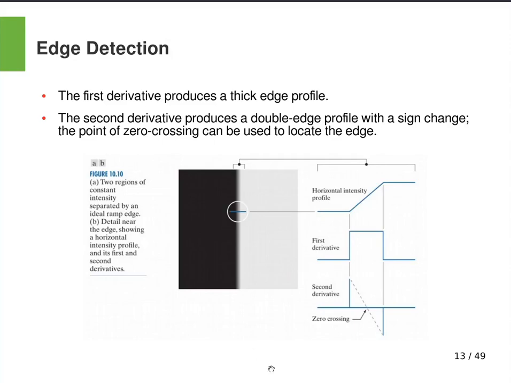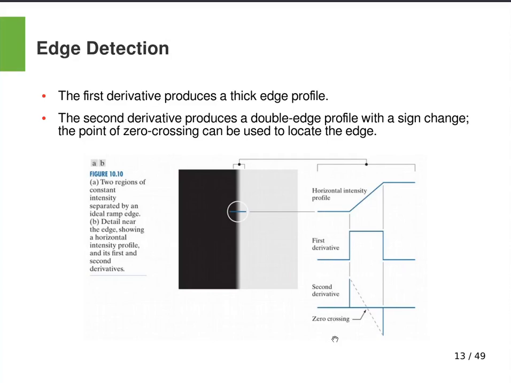Let's take a look at one example here. Here we have an example of a ramp edge. As you can see, we have a smooth transition from this intensity value to this intensity value. If we calculate the first order derivative, it is going to be non-zero within the ramp, and it is going to be zero outside.